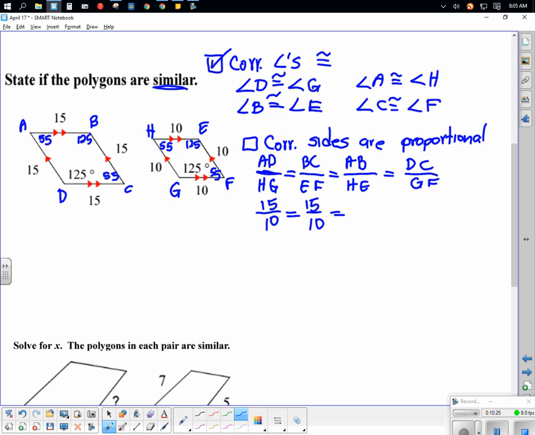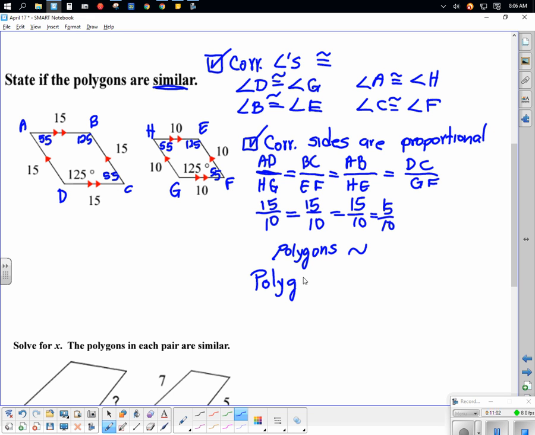Now, AB is 15 again. HE will be 10. And this will be 15. And this will be 10. Now, they're equal. So they are proportional. So therefore, my answer will be the following. Polygons are similar.